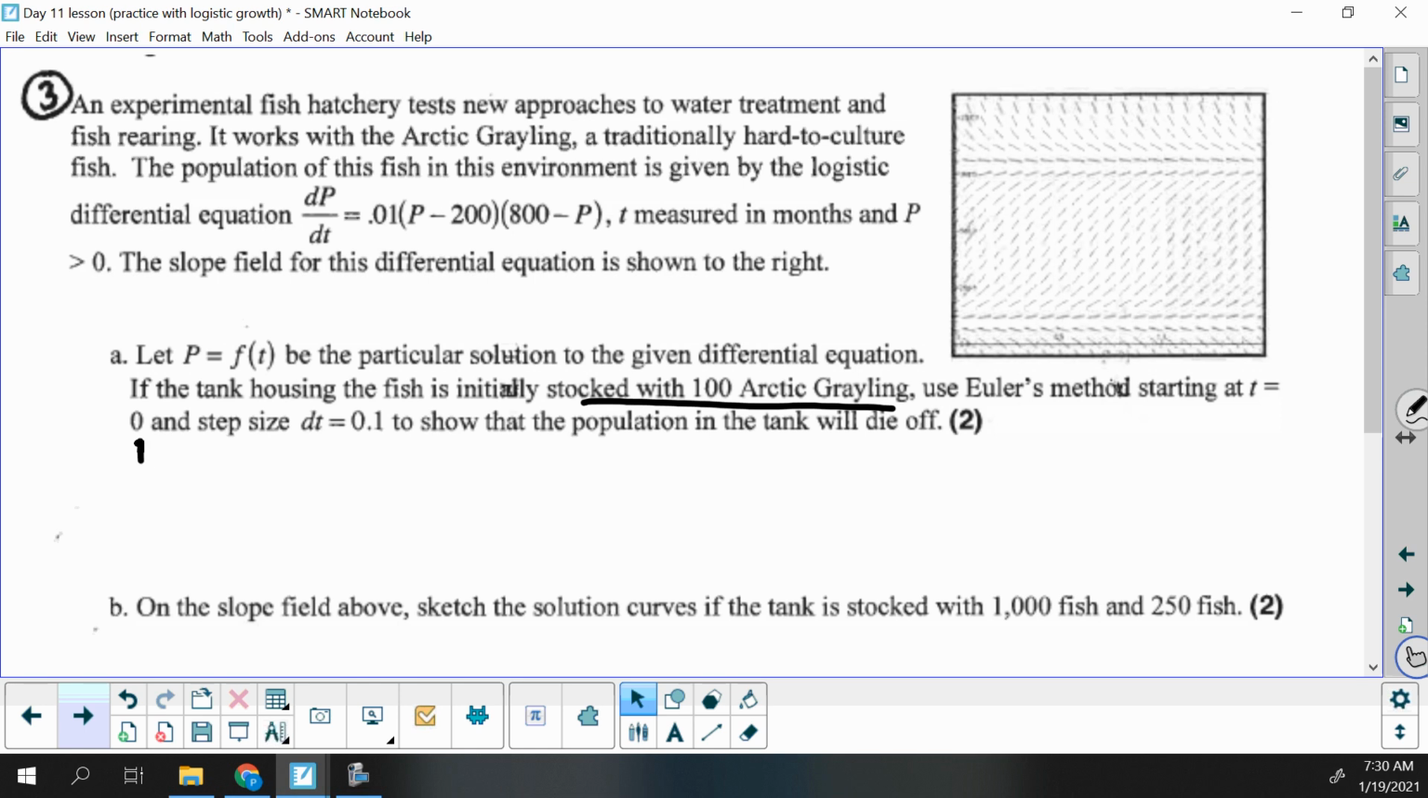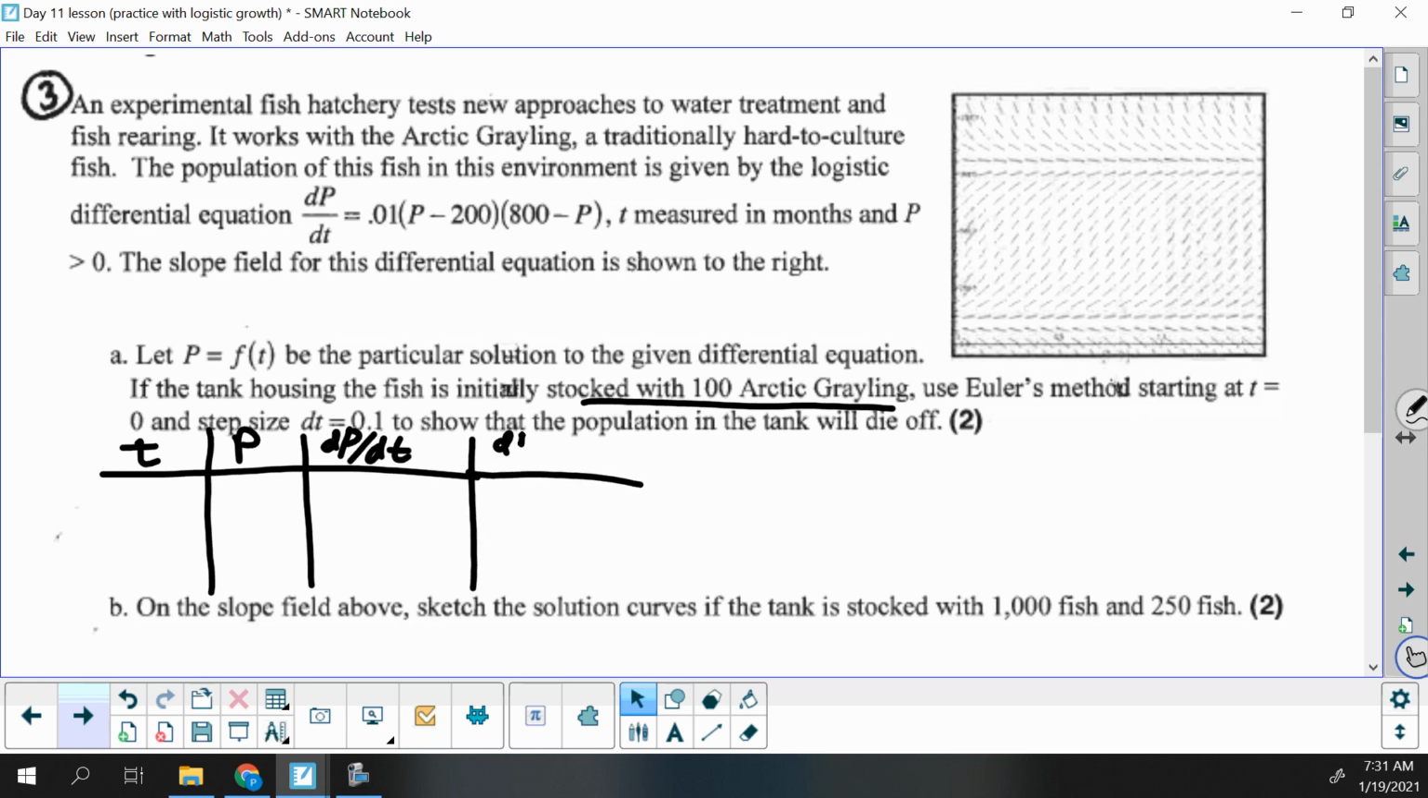So it's been a little while since we've done Euler's method. Euler's method, we make our table. So we do our x value, which is t in this case, our y value, which is p. Next we do our dp over dt. And then lastly, we do our dp over dt times our delta t, what we're changing by each time. So we started at t equals 0, and we'll be doing a step of 0.1 each time. So like 0.1, 0.2, 0.3, and so on.